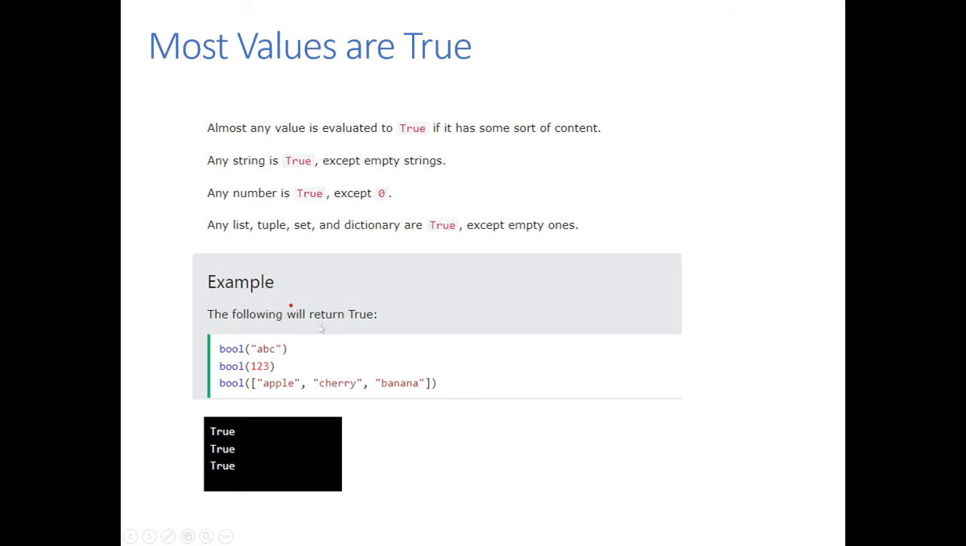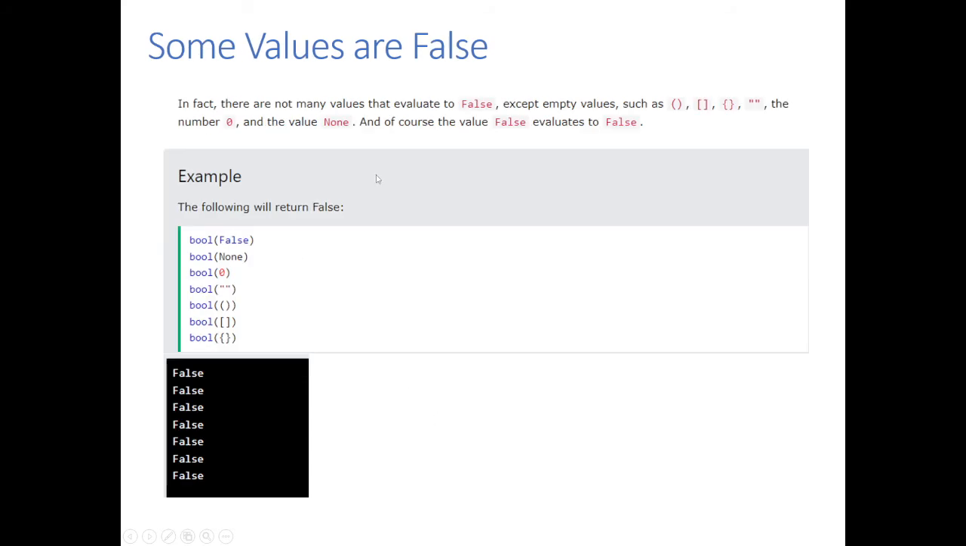So the following will return true. Bool abc, that returns true. Bool 123. Bool, we have a list. This all will return true. So some values are false.